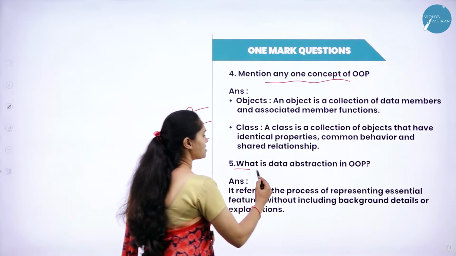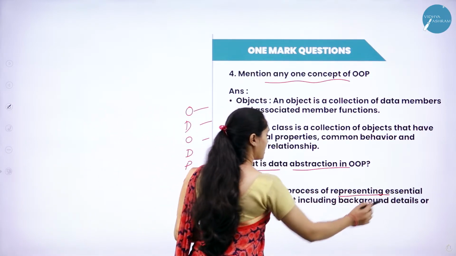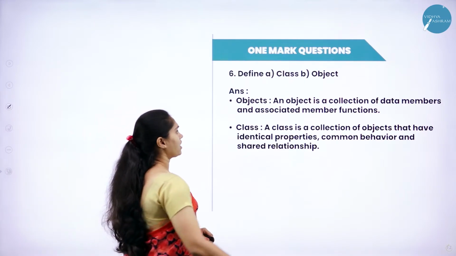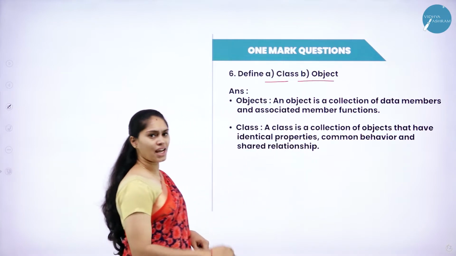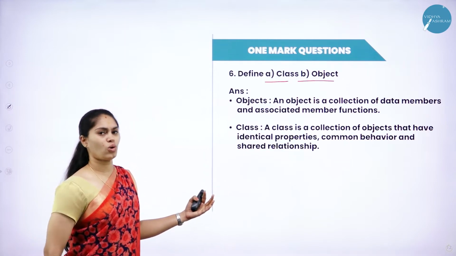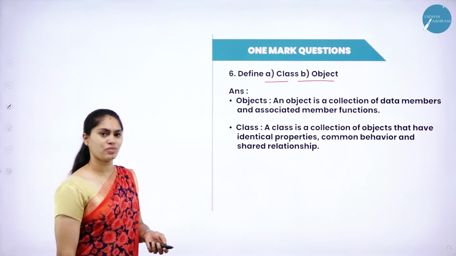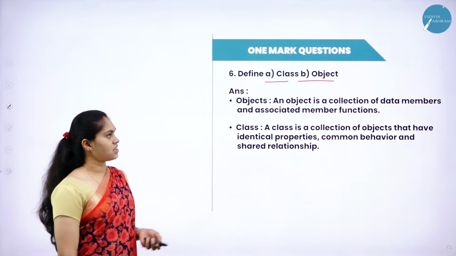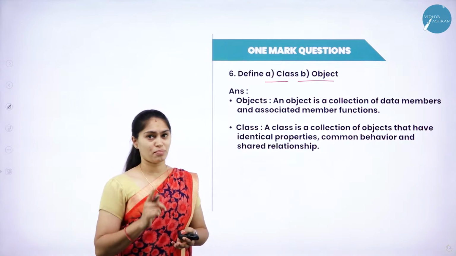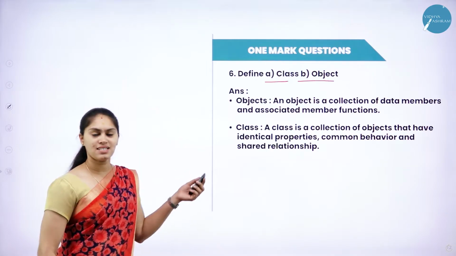Then what is data abstraction in OOP? So it is mainly a process of representing only the essential features without including the background details. And also you can get a question like define class and object, can be a different question. Okay, so define object can be asked or define class can be asked. So don't get confused. You have to write what is object, what is class. So all these kind of questions will be important for 1 mark. Out of this, you can expect any question for 1 mark. All the concepts' definitions are important for 1 mark, and what is OOP, that definition is also important for 1 mark. This is regarding 1 mark questions.